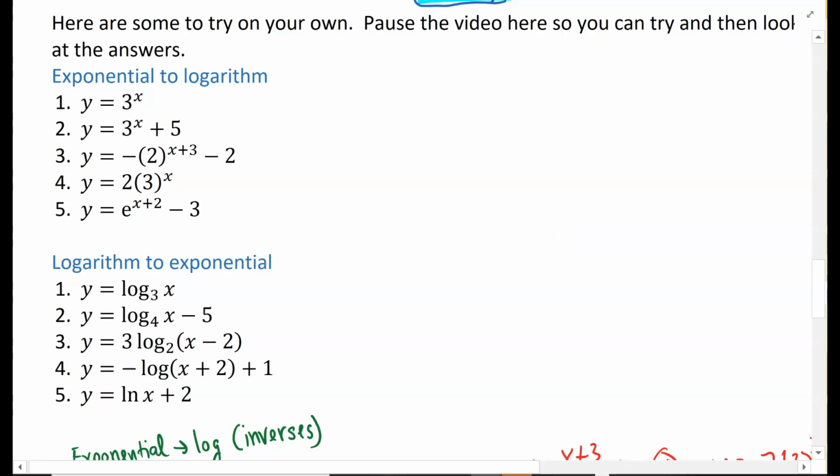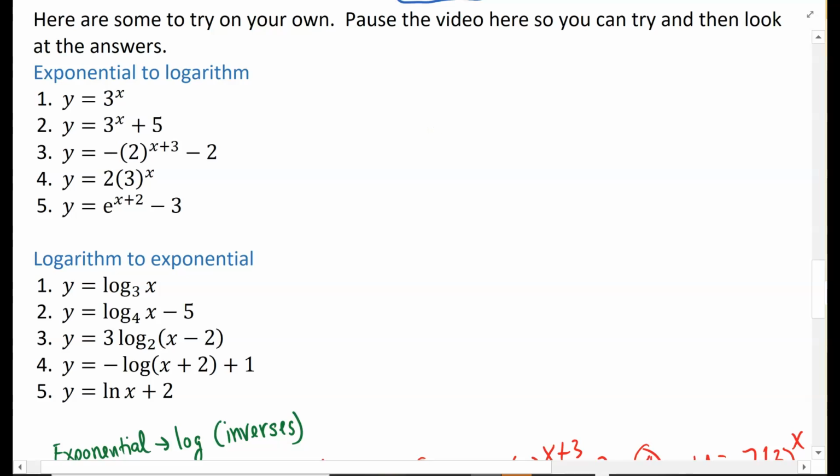Exponentials to logarithms, logarithms to exponentials. These are a few for you to try on your own. Right now would be a good time to hit the pause button. So I'm about to show you all the answers. But if you want to work through these just to make sure that you have it down before you try your online assessments, that would be a good idea. So go ahead and hit pause.